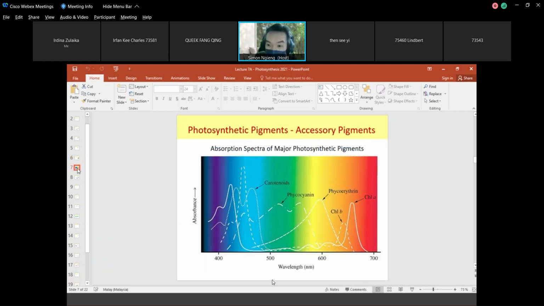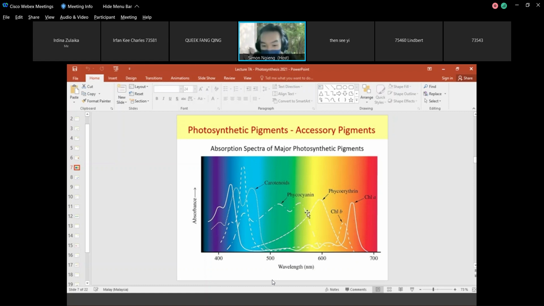Okay, so the main purpose of this pigment is basically to absorb sunlight. Like what I said just now, chlorophyll is basically green. They are green because they reflect green colored light. So when the light is reflected into our eyes, we interpret that color to be green, while the light that is not reflected is basically absorbed by the tree or the pigment.